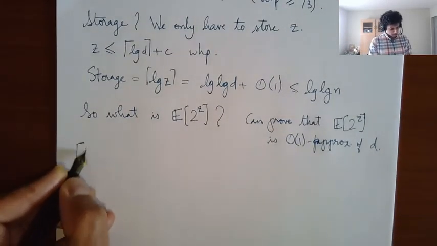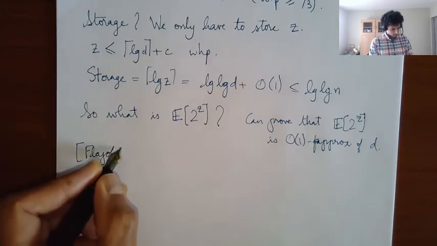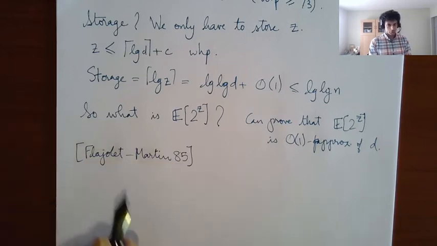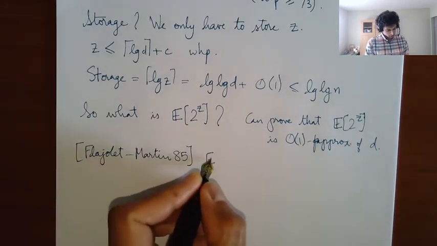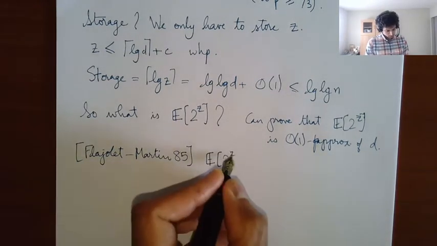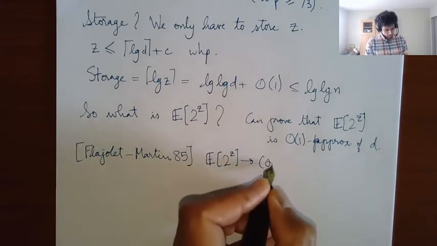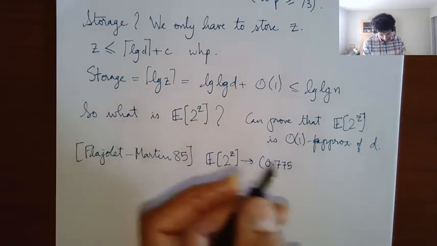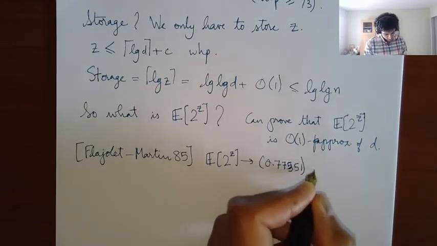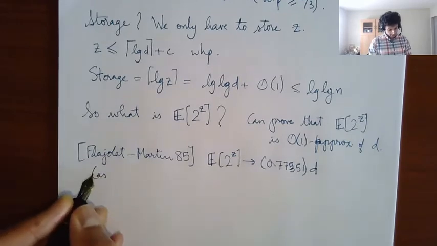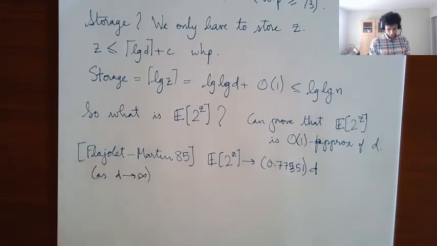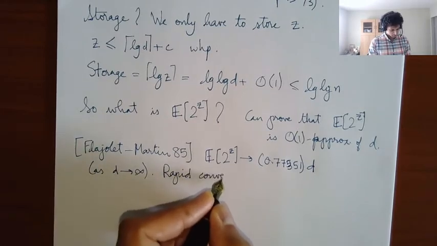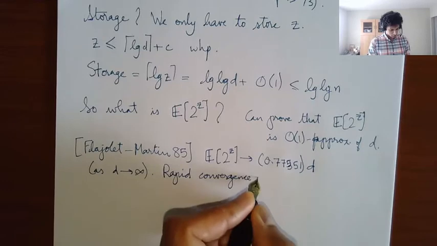But in Flajolet-Martin, and this was actually one of the main contributions of their paper, they basically showed that the expectation of 2 to the z tends to some very specific constant that they give, I think it's like 1.351 maybe, times d. And this is a limit as d goes to infinity. There's a rapid convergence of this limit.